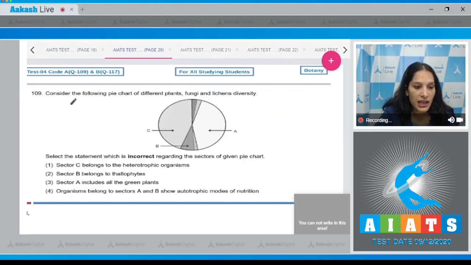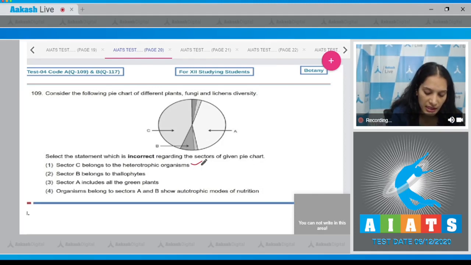Question number 109. Consider the following pie chart of different plants, fungi and lichens diversity. Select the statement which is incorrect regarding the sectors of given pie chart. Sector C belongs to the heterotrophic organisms. Yes, it is true because sector C is fungi. Sector B belongs to thallophytes. It is correct because B is algae.